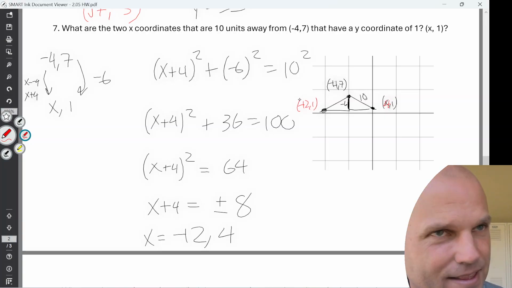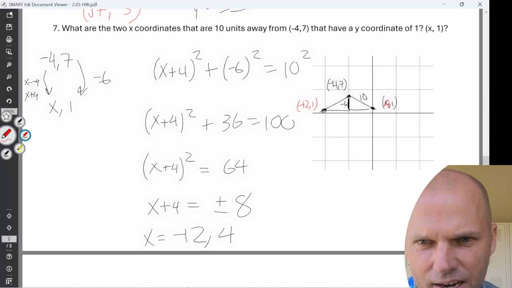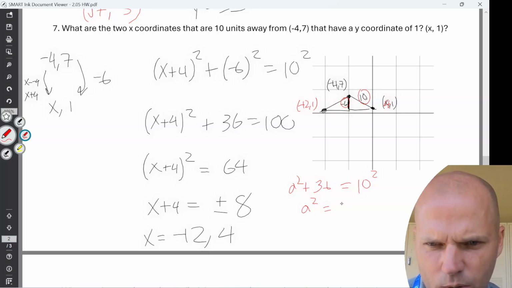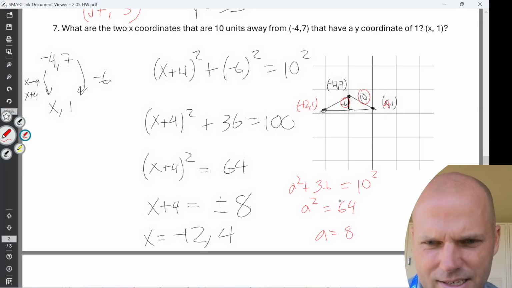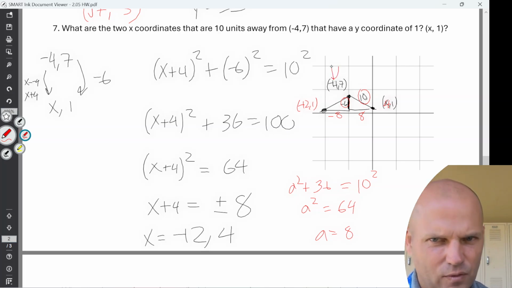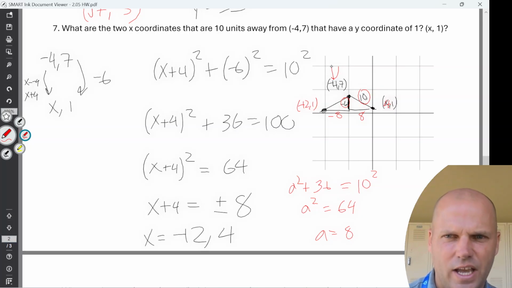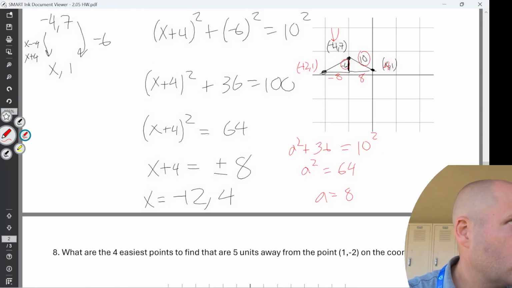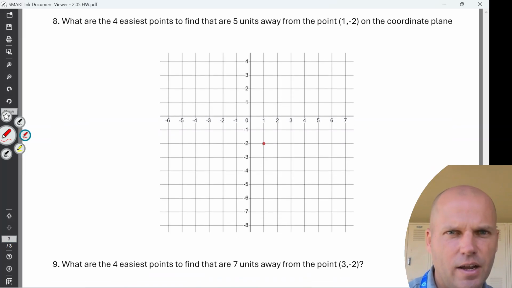If you didn't get it that way, if you don't understand it that way, you could have said, all right, let's just use 10 and let's use 6. And let's realize that hypotenuse squared equals a squared plus b squared. a squared plus 36 equals 100. a squared equals 64. a equals 8. You could realize you could go 8 to the left and to the right of our -4. And that gives you your -12 and your +4. It's good questions. Tricky questions. Just, you have to try.